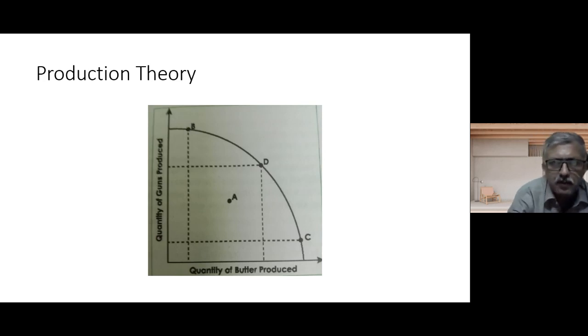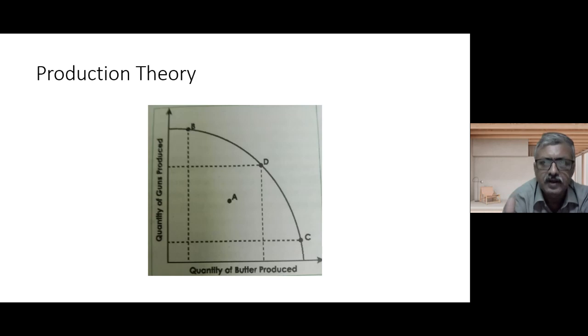Now, when we plot these different quantities of goods on the graph, this curve is what is called the PPC. It lets us know that you can get either B quantity of guns, or you can get C quantity of butter, or you can get D, where you get some quantity of guns and some quantity of butter also. So these are three different possibilities of utilizing our resources.